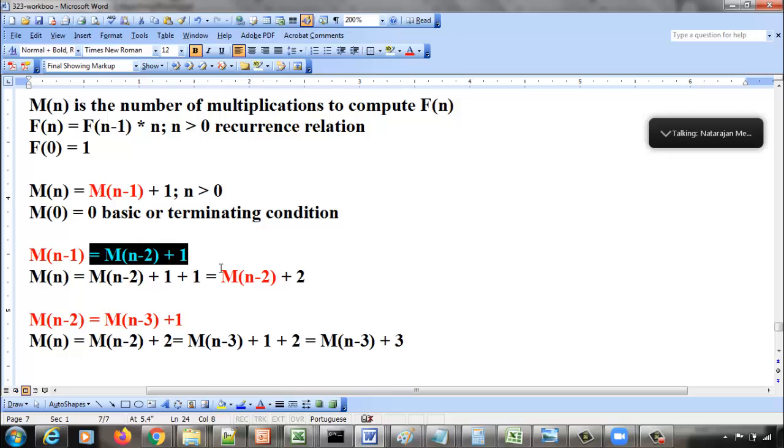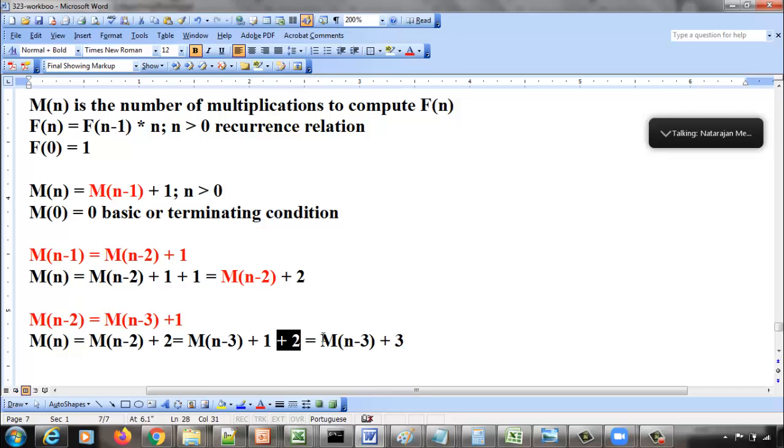Now I need to know what M of n minus 2 is, so I can go back to the original recurrence and substitute n minus 2 for n. That is n minus 2 minus 1, so it is M of n minus 3 plus 1. So now I can substitute for M of n minus 2 to be M of n minus 3 plus 1. That's what I've written here: M of n minus 3 plus 1, then plus this 2 comes here.